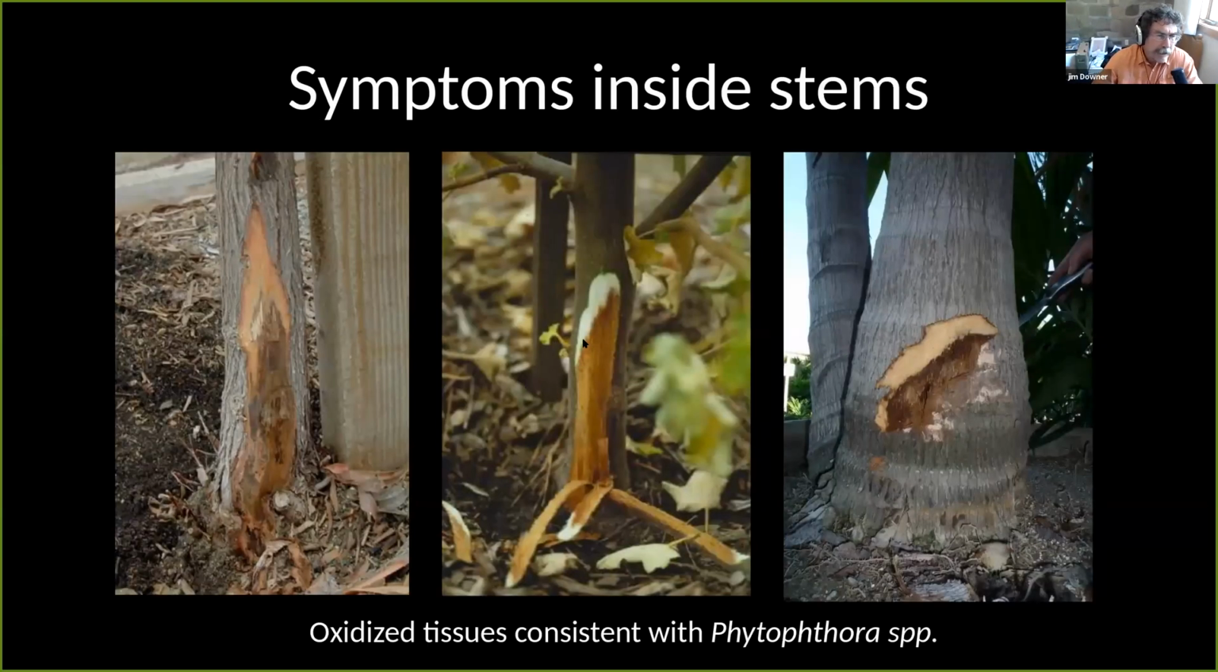If we look to the inside of something we don't think is healthy, and we find necrotic tissue, or oxidized tissue, this is always consistent with our oomycete pathogens, the Phytophthora, and they're the so-called water molds. And when the cankers are low to the ground and apparently coming up off the roots, this is very likely the cause of the disease.